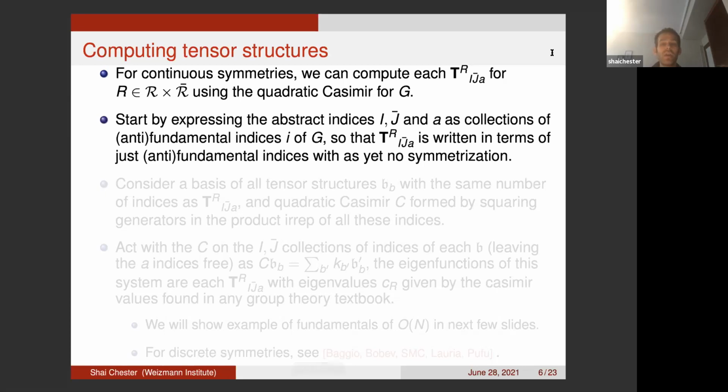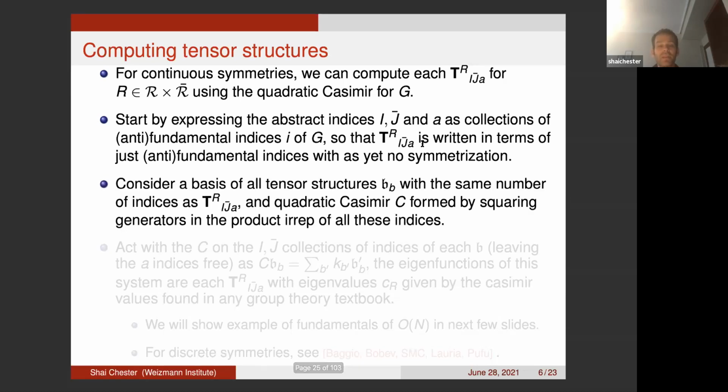So we start by expressing these abstract indices I, J bar, and A as collections of fundamental or anti-fundamental indices of the group G, such that this 3-point tensor structure can be totally written in terms of either fundamental or anti-fundamental indices. Just to recapitulate, the original indices I, J bar, and A are just abstract indices. You can imagine any representation and you just give one index for that representation. But because we want to do practical calculations, we want to deal with the simplest kind of index, which is the fundamental index or the anti-fundamental. So that's the first step.